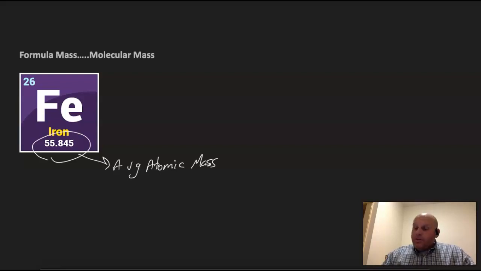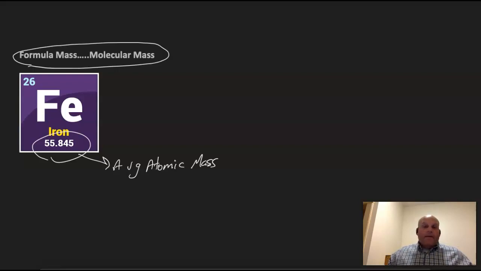One distinction here between these two terms, formula mass and molecular mass: while they are the same, they are also slightly different. We use the term formula mass when talking about ionic compounds, and the term molecular mass when referring to covalent compounds, or those compounds where the atoms are bonded covalently. The process of calculating those values is the same, just you'll see that distinction in the nomenclature as you move along.